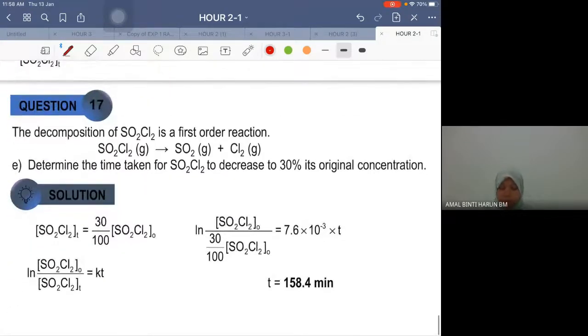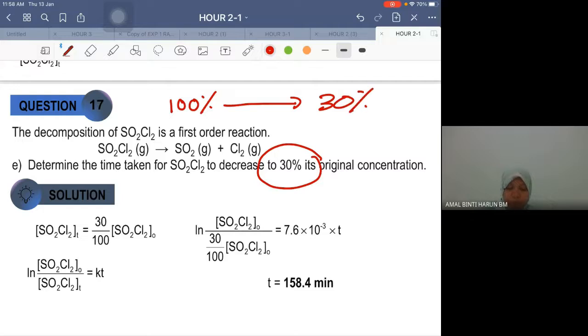E, determine the time taken for the sulfuryl chloride to decrease to 30% of its initial concentration. Decrease to 30%. Maksudnya initial is 100%. Dia decrease menjadi 30%. So dia dah buang 70%. So kita boleh pakai ln 100 initial tolak ln 30 equal to KT. Lepas tu barulah substitute masuk ke dalam ni. Okay, substitute the value.